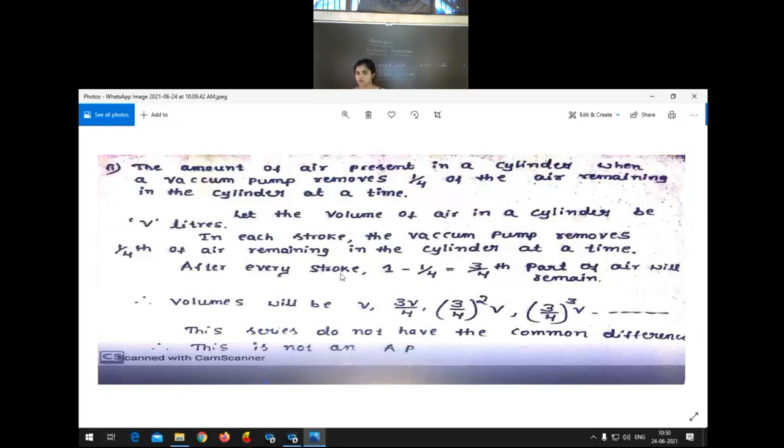After every stroke, V liters means completely 1. So if you remove 1/4, how much is remaining? 3/4, that is 75%, if we remove 25%. Now 100% of the air is inside the cylinder. If we remove 1/4, that is 25% of the air removed. Then what is the remaining air inside the cylinder? Actually 75%. One stroke is done, now 75% of the air is remaining.